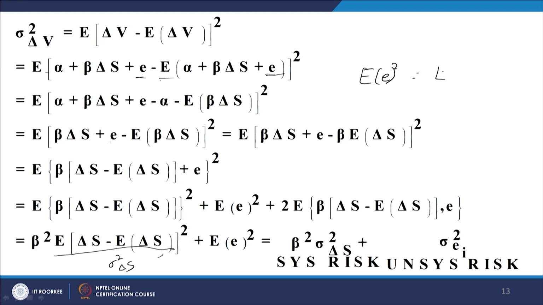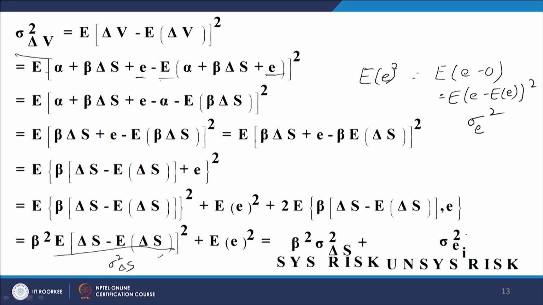The expectation of E square can be written as E of E minus 0, squared, that is equal to E of E minus E of E, squared, because E of E is 0, and that is nothing but sigma E square. So, in other words, what we are getting here is sigma of delta V square is equal to beta square sigma delta S square, plus sigma of E square.